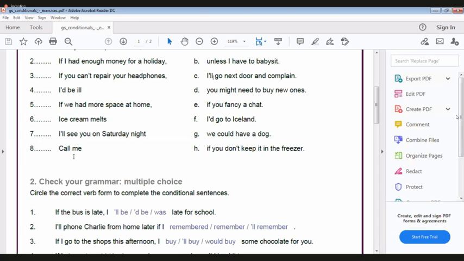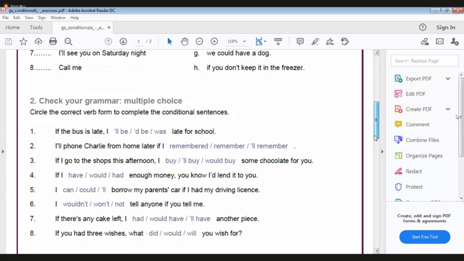Call me if you fancy a chat. Yes. Let's say if you want. Fancy means if you like to have a chat with me, call me. Okay. So if you want a chat, call me. So what is the condition? Zero condition. Okay, good.